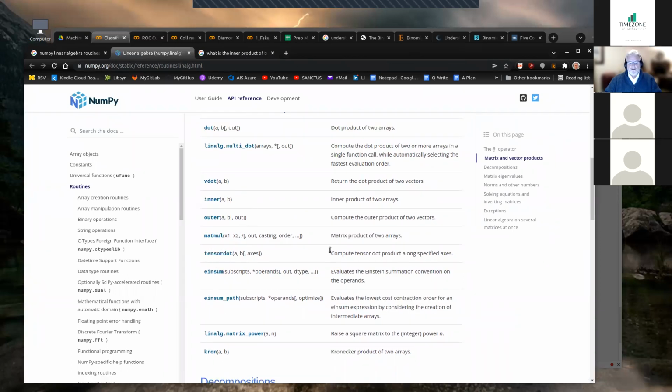Now, what's a tensordot? Compute tensor dot product along specified axes. Well, you have vectors, which are basically either a 1 by n or an n by 1 matrix. You could look at them that way. Then you can have a matrix, which is n by m. Then you can have a tensor, which is a by n by m, or even more.